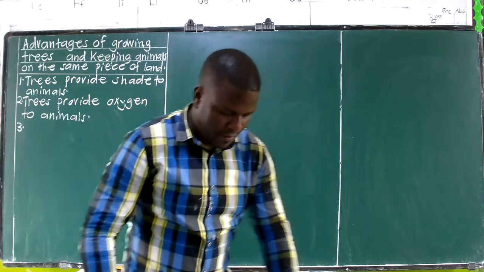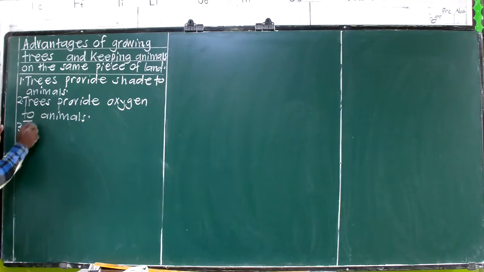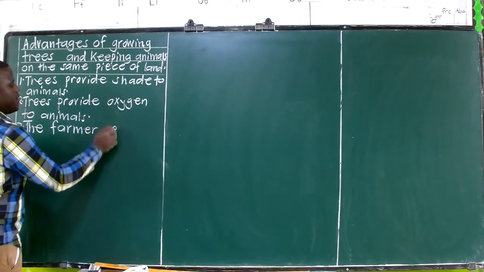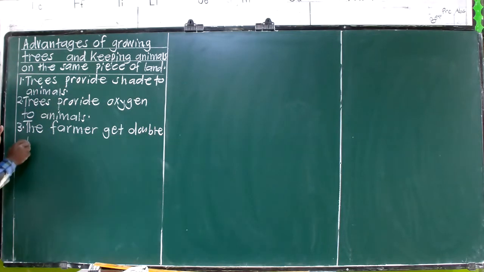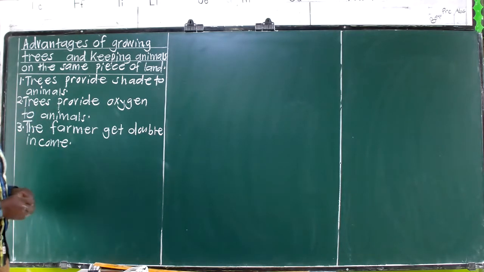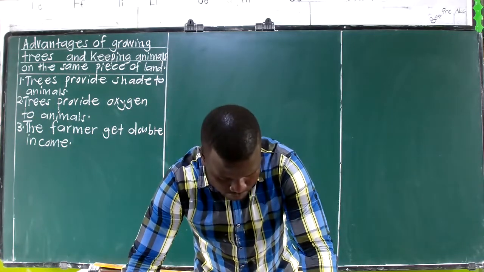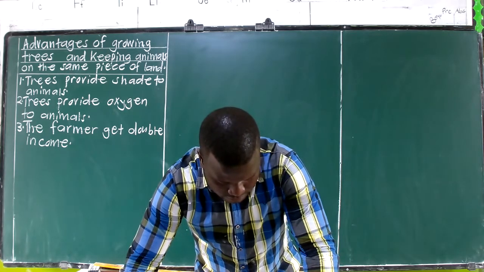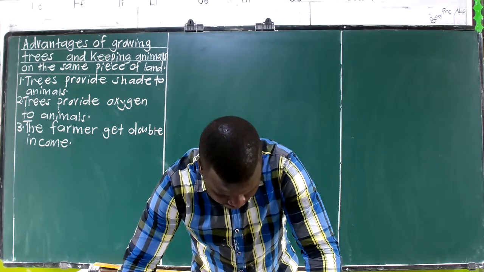Then the farmer gets double income. The farmer gets income from trees, and also gets income from animals.